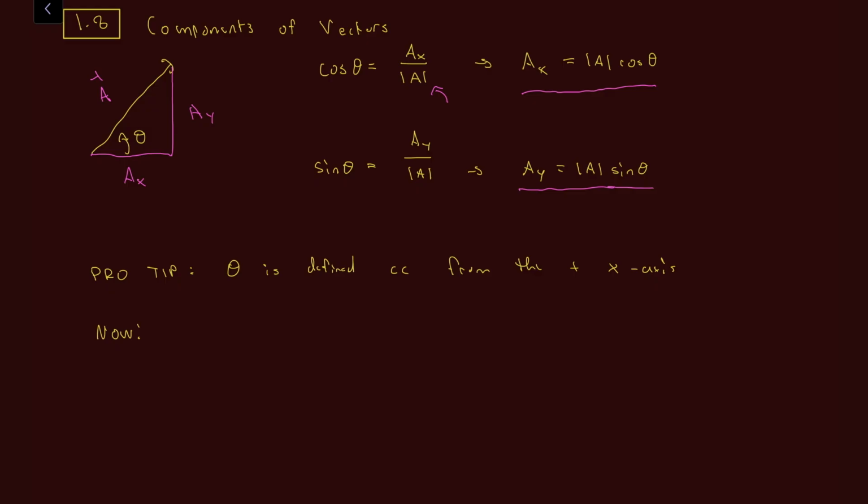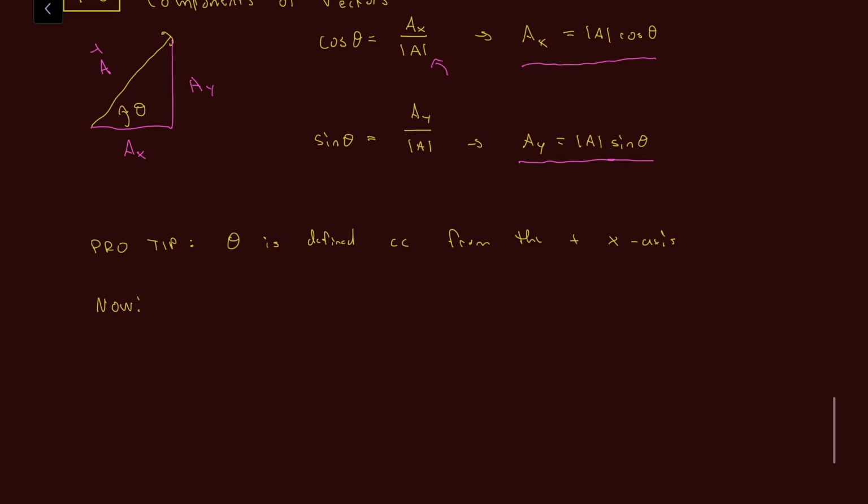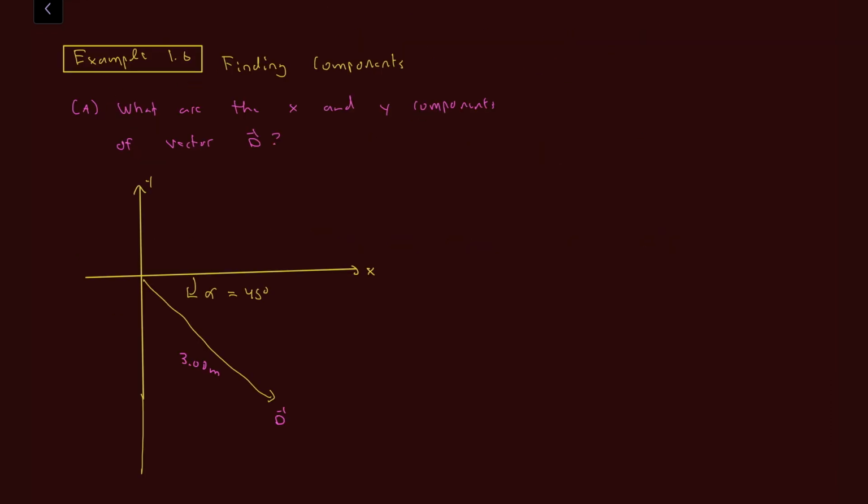Right now, let's actually work on our first example problem. Okay, so here we are at example 1.6, finding the components. And it goes like this. It's a two-parter, but we're going to focus on part A for now. And that is, what are the x and y components of vector D?